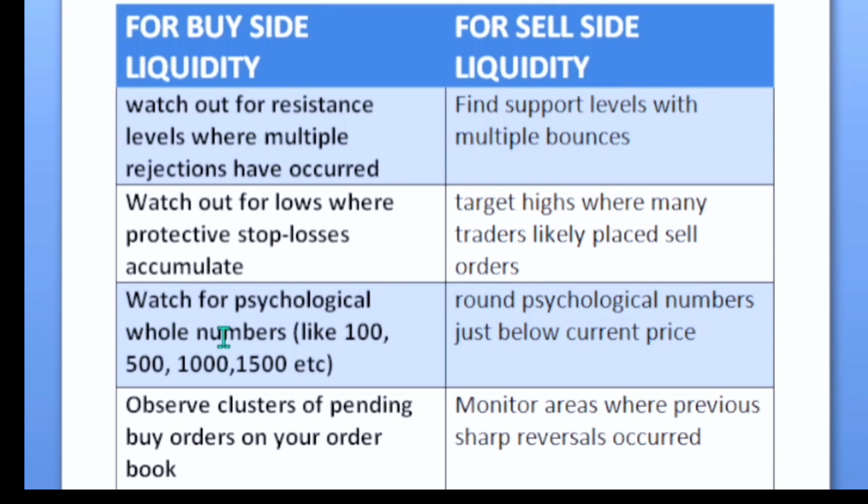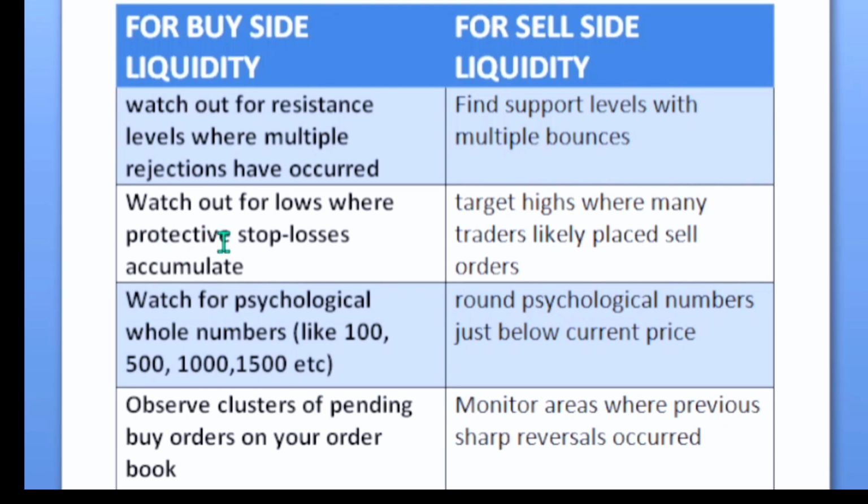So the first thing you need to watch out for when you're trying to make a buy order and trade with liquidity inducement is resistance levels where multiple rejections have occurred. Like I mentioned earlier, the buy side liquidity happens when there is a cluster of orders above a resistance area in a particular market. For the sell side liquidity, you also have to find support levels with multiple bounces. Whenever you find this kind of support level with multiple bounces, you should know that is the most likely place where liquidity inducement might happen, and that is where you should set your entry.